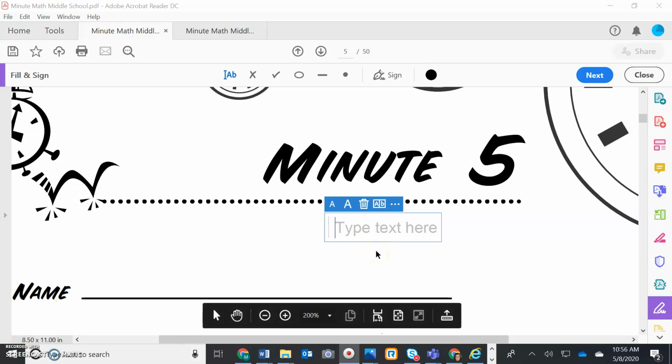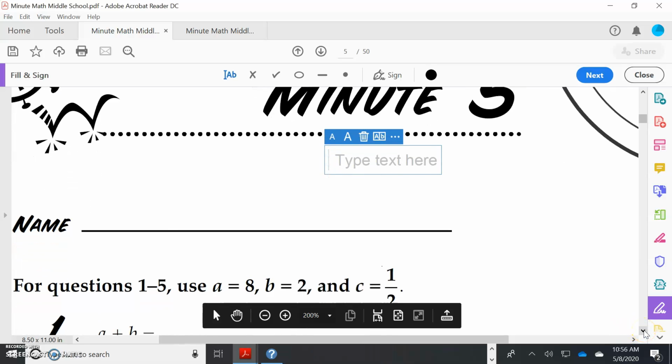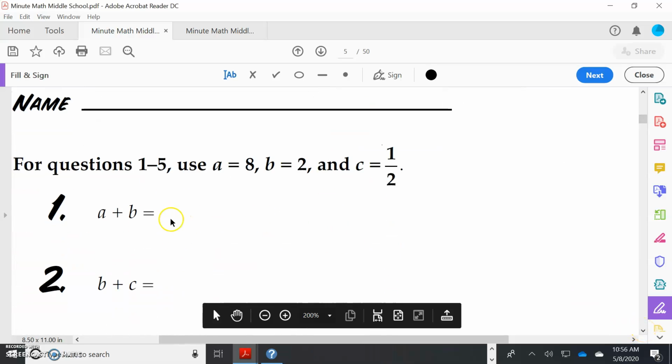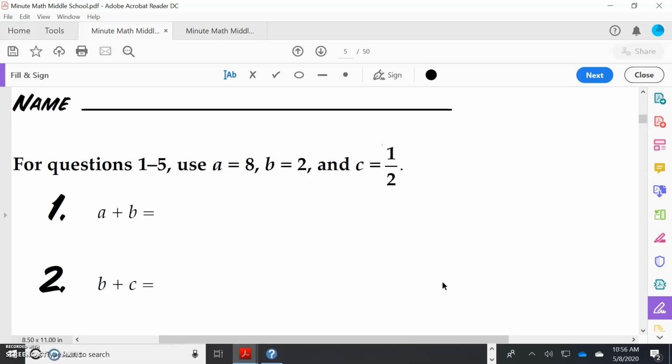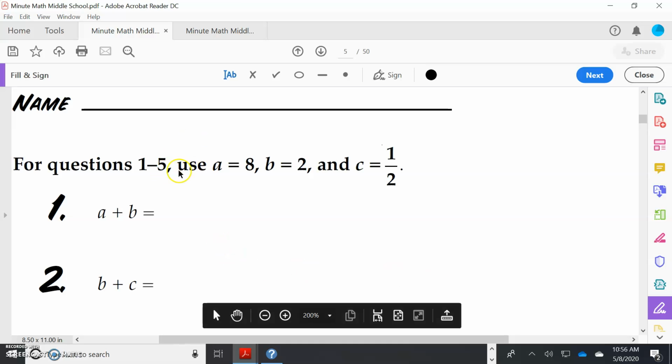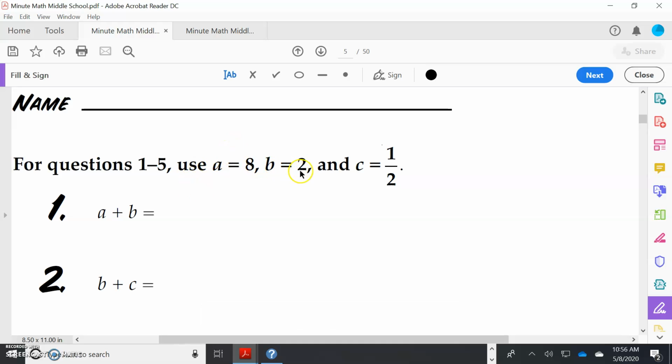Right at the top of your page, Math 5. And let's scroll down here and we're going to look at the first one. And we see that for 1 to 5, we're going to substitute A, B, and C with these up here. So, A is going to equal 8, B is going to equal 2, and C is going to equal 1/2.